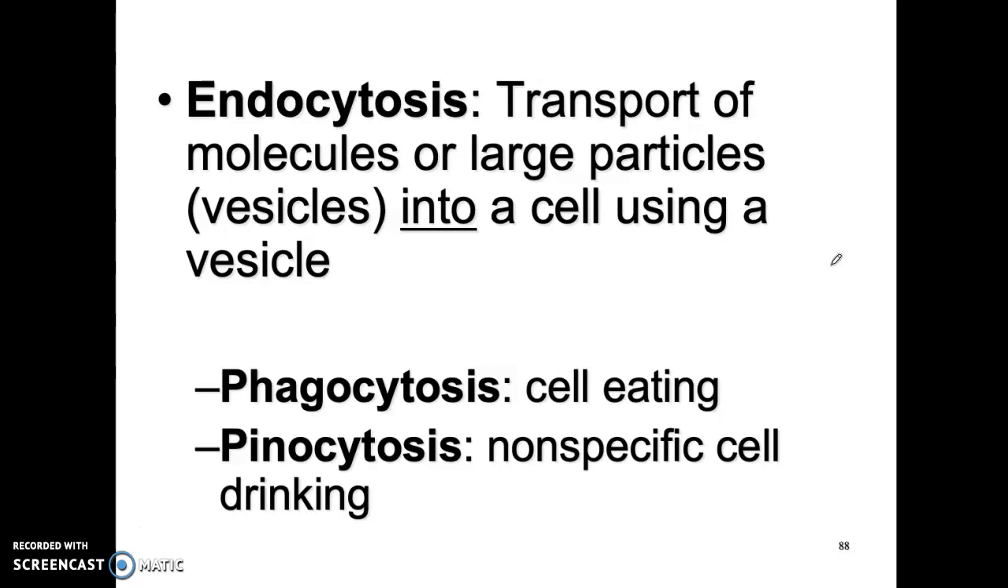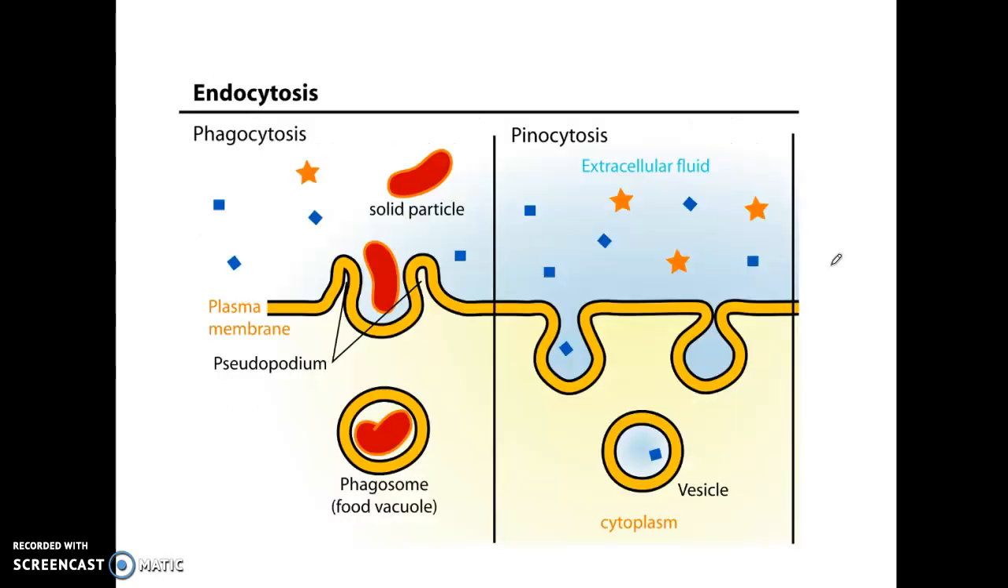So let's start with endo, inside. Endocytosis is the transport of molecules or large particles into a cell using a vesicle. If what's coming inside is something that the cell is eating, like a bacteria, it's going to be called phagocytosis, which is to eat. If it's a fluid, it's going to be sort of cell drinking, not cell eating, and that's going to be pinocytosis. So all these are coming into the cell.